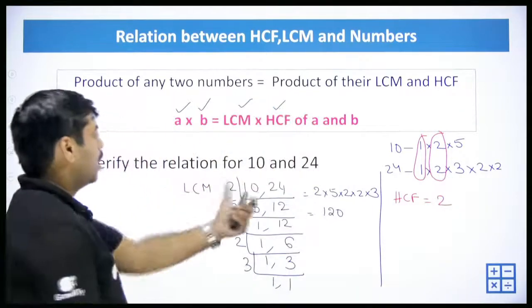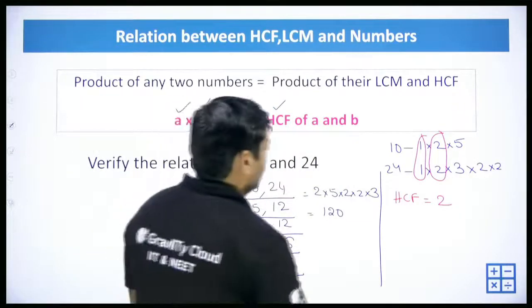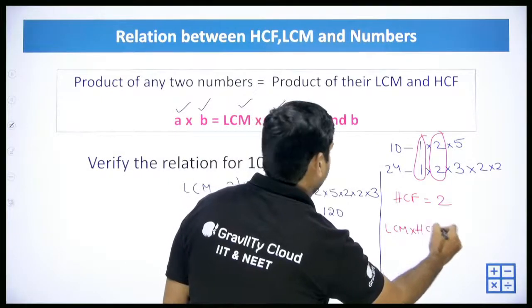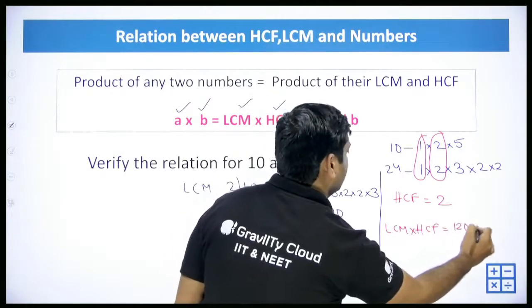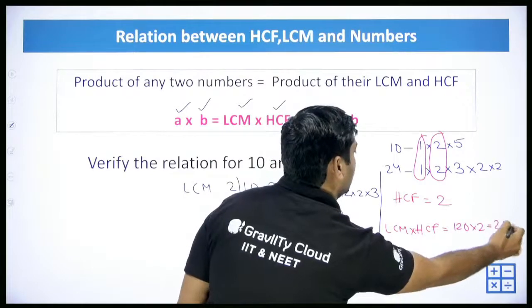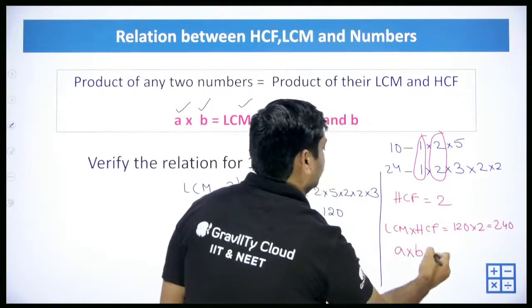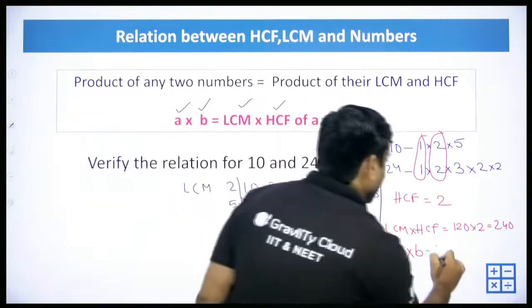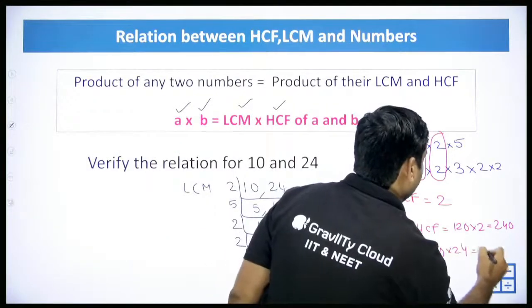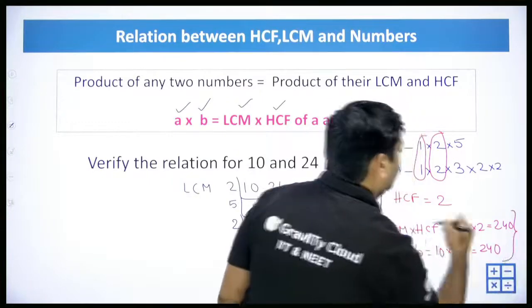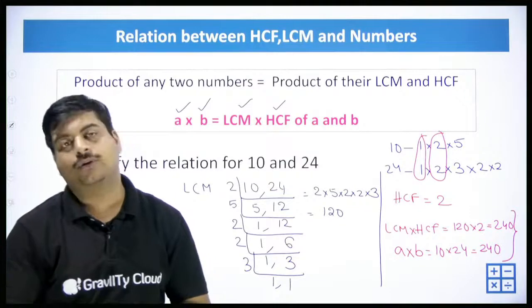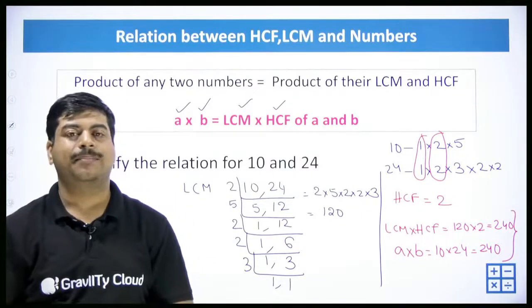So now tell me, in these two methods, what is LCM into HCF? In both the cases, you will get 120 into 2, which is 240, and the product of the numbers A into B, the product of two numbers 10 and 24, even this is 240. So this is enough to say that the product of numbers is equal to the product of HCF and LCM.